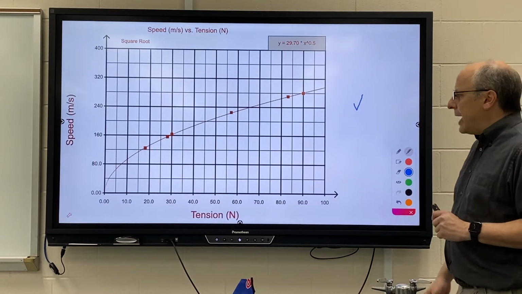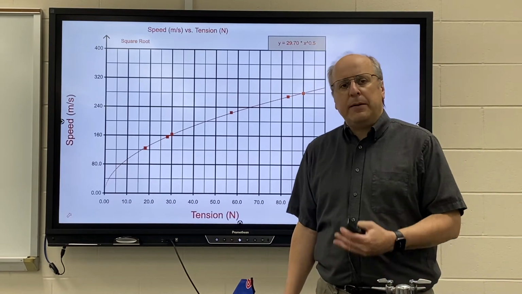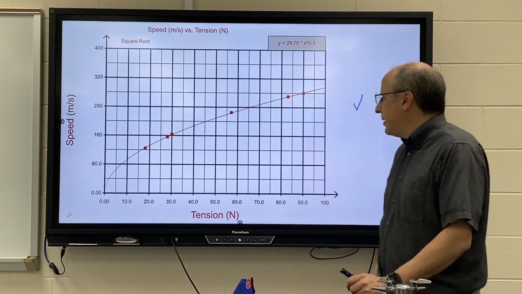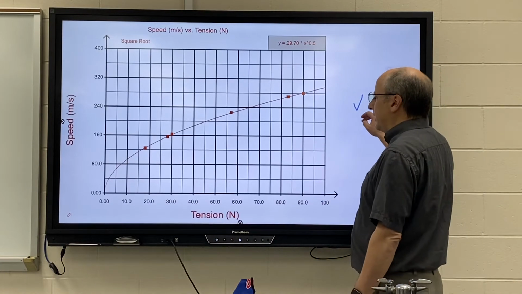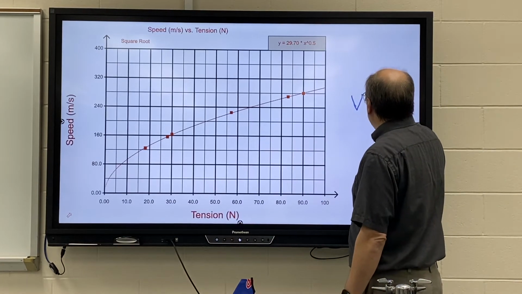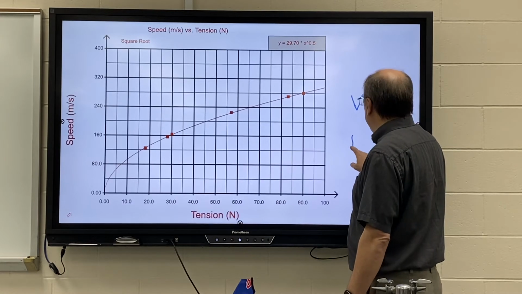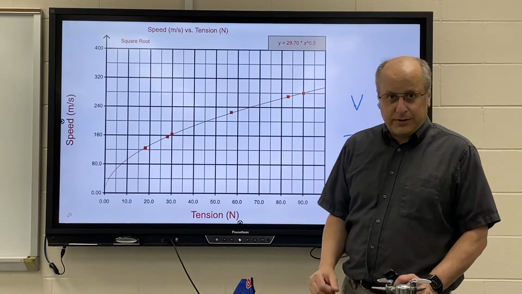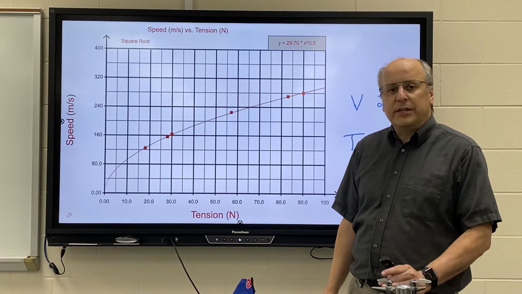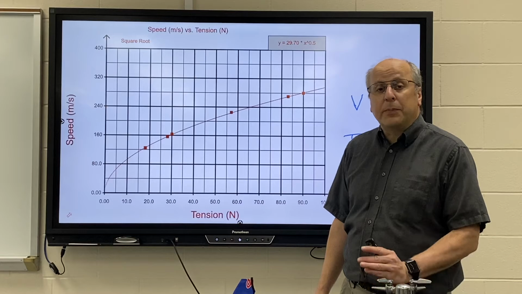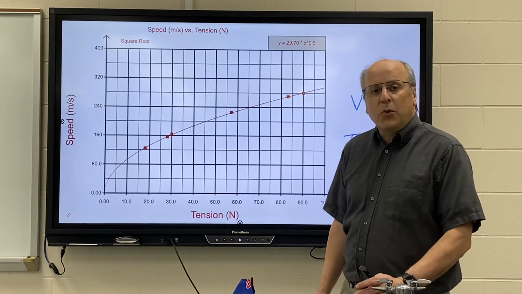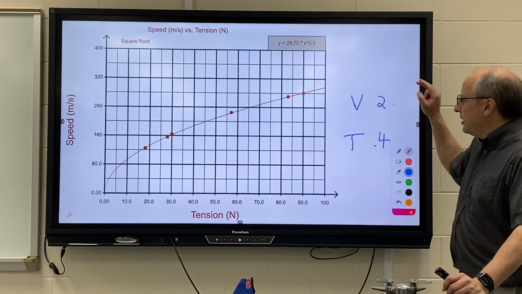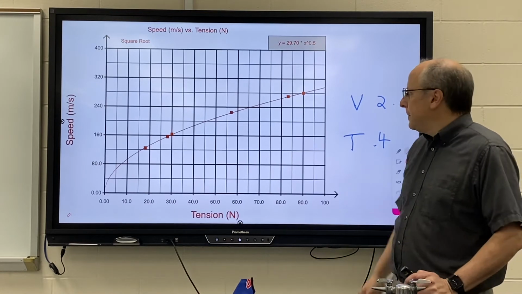When we graphed this out, it turned out not to be proportional. It turned out to be a square root relationship. That means in order to get the velocity to double, we need to have the force tension get 4 times bigger. Okay, so tension and speed are not proportional. Doubling one does not double the other. You need 4 times the tension in order to double the speed.